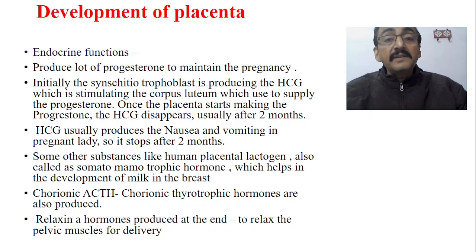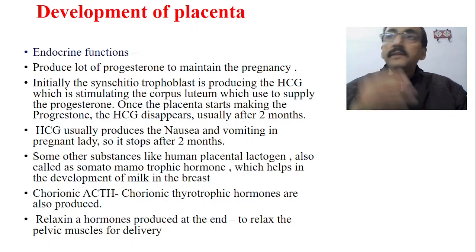Once the placenta starts making its own progesterone, the hCG will disappear, usually after 2 months. That means the pregnancy test usually goes by the hCG method. So you cannot find hCG after 2 months, because once the placenta starts functioning, hCG and the corpus luteum both will stop. Now hCG usually produces nausea and vomiting in the pregnant lady, so it stops after 2 months.